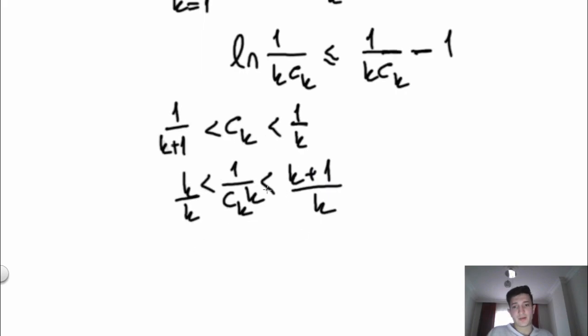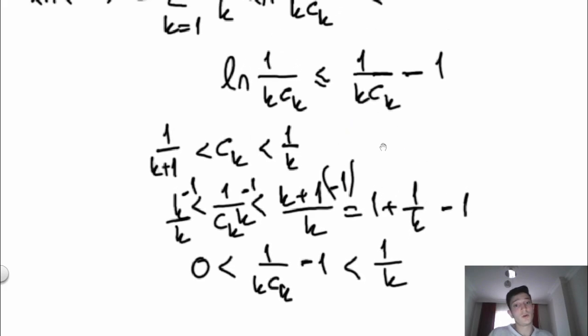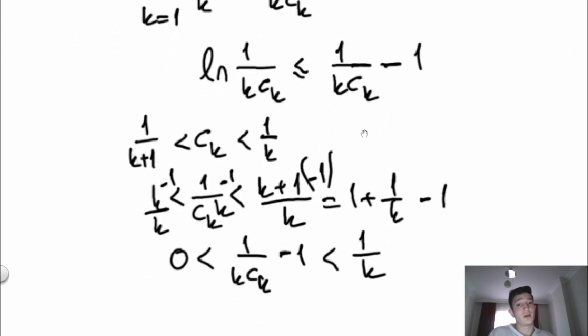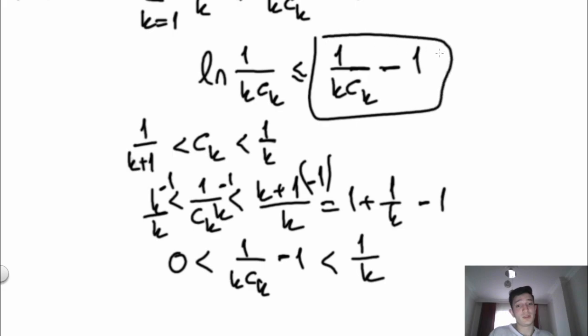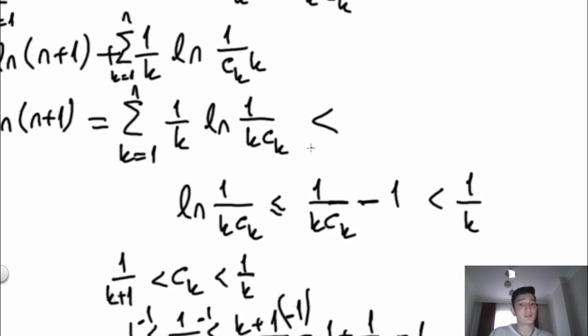So if I just add -1 to all sides, it's just going to be 0 less than 1/(k c_k) minus 1, which is less than 1 plus 1/k minus 1. So I just did -1 on all sides, also on these sides. It's horrible writing, sorry. So these ones canceled out and I got 1/k. So I found that this thing is actually less than 1/k. Cool. So I found that ln of this thing is just less than 1/k.